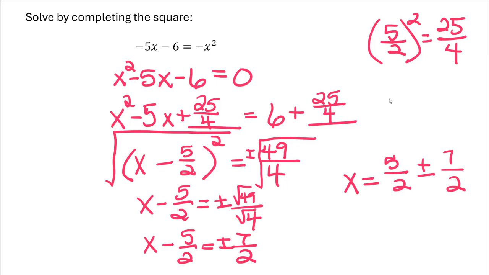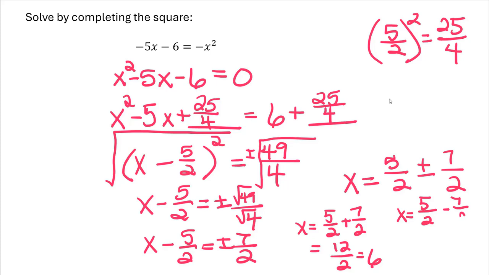So the two solutions for x are going to be 5 halves plus 7 halves, which is 12 halves, which is 6. Or x could be 5 halves minus 7 halves, which is going to be negative 2 halves, which is negative 1. So those are the two solutions for x, 6 and negative 1.